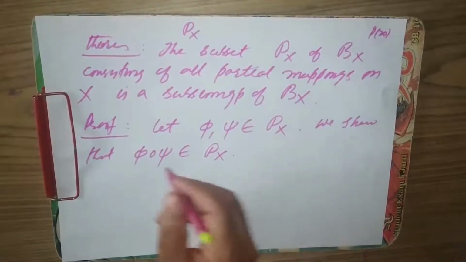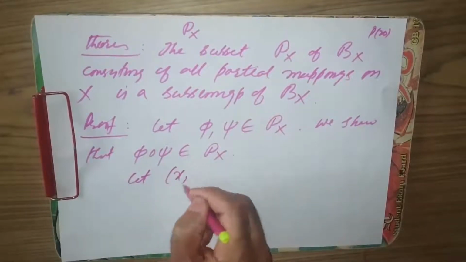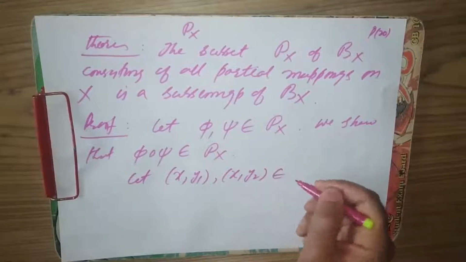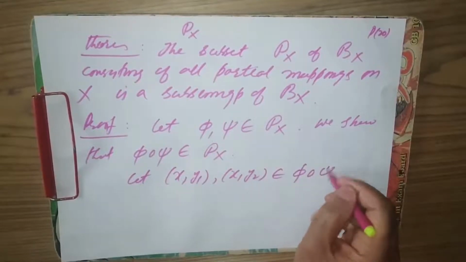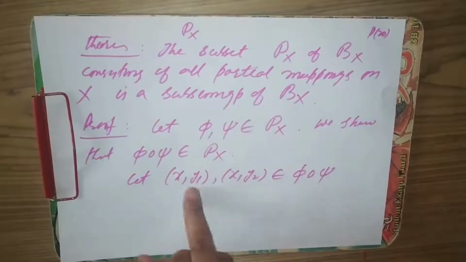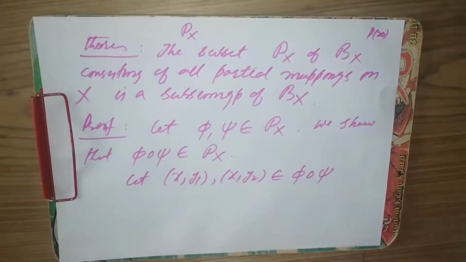So let us suppose that (x, y1) and (x, y2) belong to phi composition psi. That means x is in the domain of phi composition psi, and it has two supposed images, y1 and y2. We need to show that y1 is equal to y2.